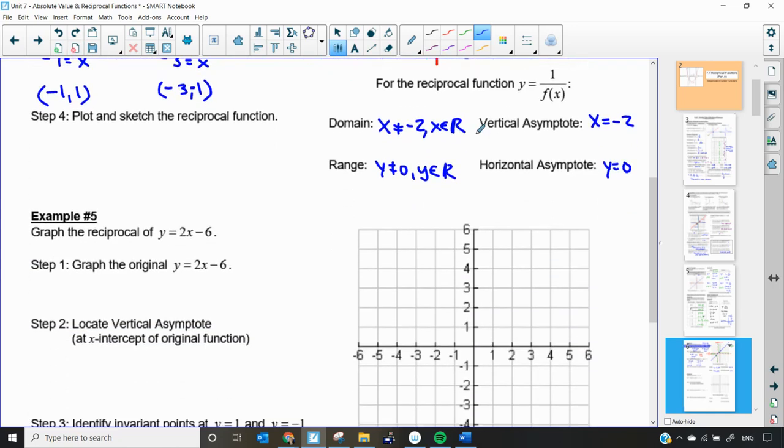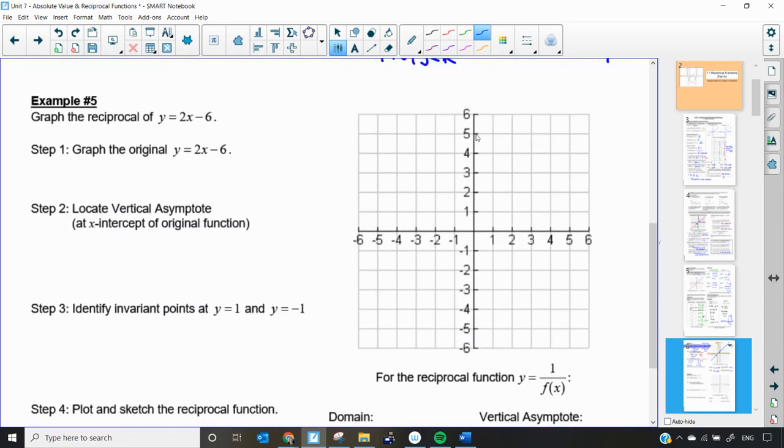All right, let's take a look at another example here. So we're asked to graph the reciprocal of y equals 2x minus 6. So the first thing we want to do is graph our original function, and we're going to do that by finding our x and y intercepts. Again, you could plot your y-intercept and then use your slope of 2 over 1. But I'm just going to start by finding my x and y intercepts.